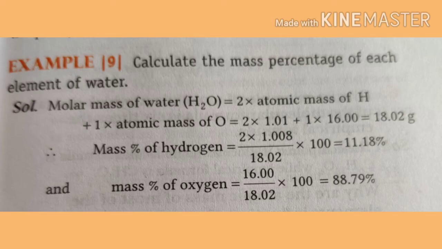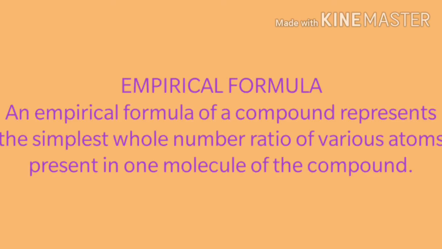In a similar way, we can calculate for the oxygen. 16 divided by 18 into 100, then it is equal to 88.79%. Now we will study the empirical formula.